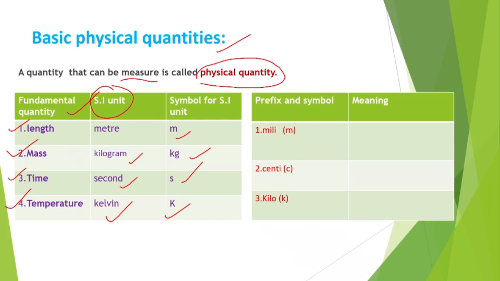Got it? And here we have some prefixes and symbols. Why do we use these prefixes and symbols? Because some physical quantities are too big and too small. So we use submultiples and multiples, expressed in the form of prefixes, such as milli. Milli is very small. Understand?